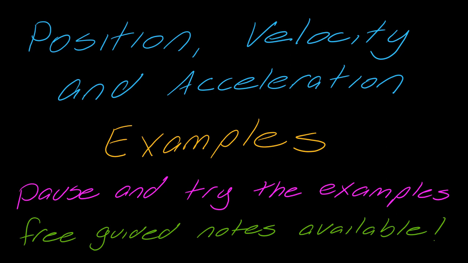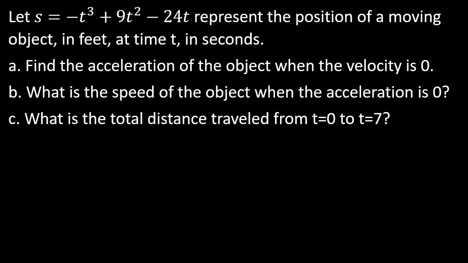Hey guys, so this was a request that I got, so I'll just jump right into it. So here's the set of questions I'm going to go through in this example. I've got s equals negative t cubed plus 9t squared minus 24t. This represents the position of a moving object in feet at time t in seconds.